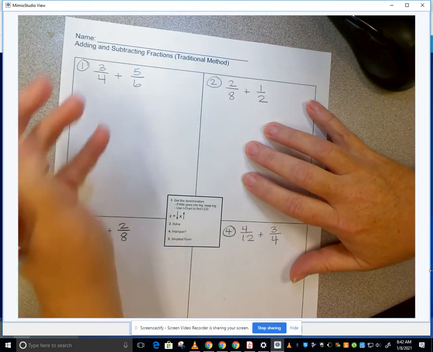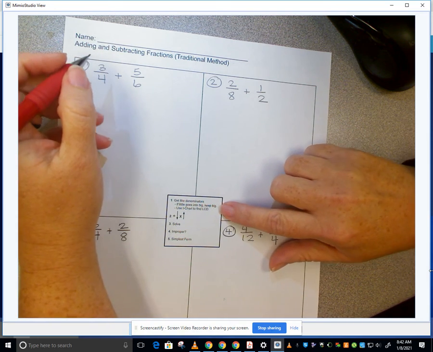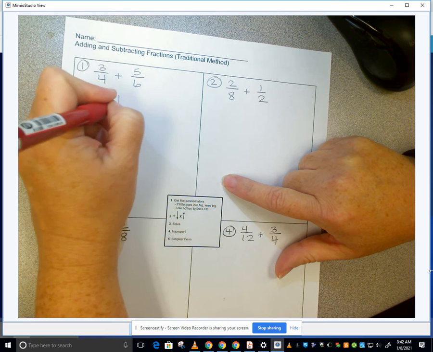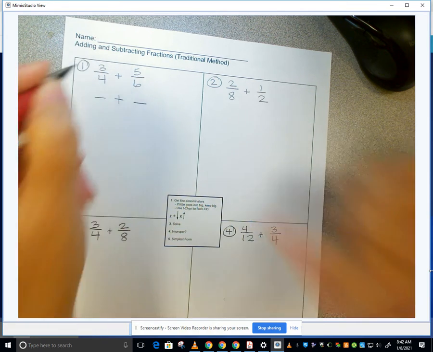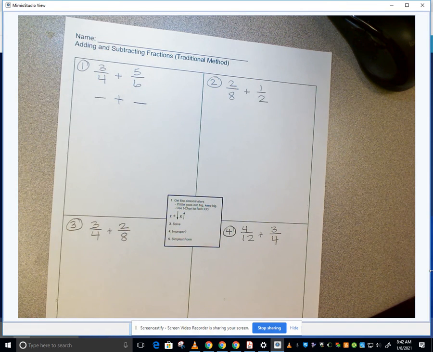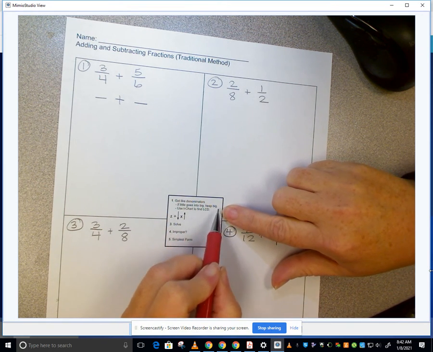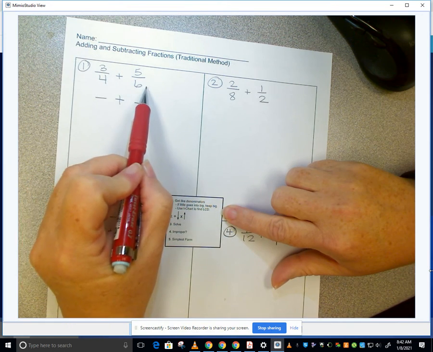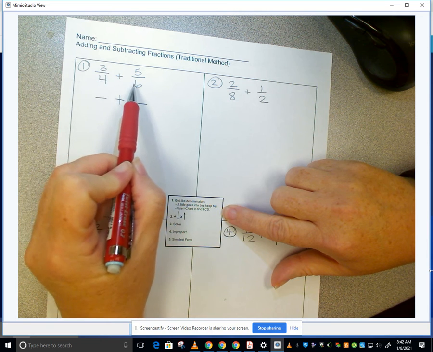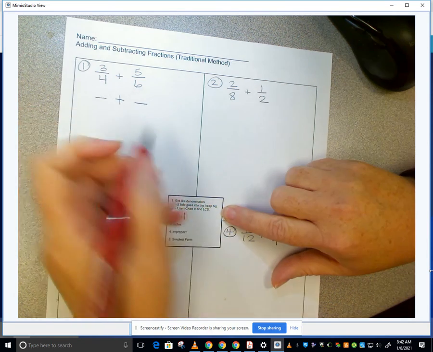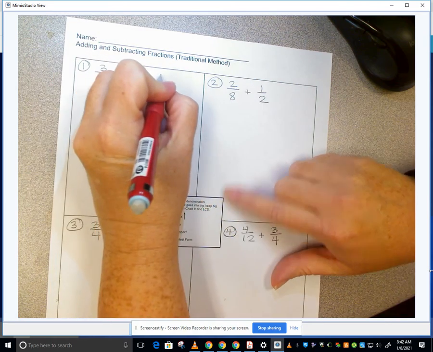All right, let's look at number 1. Let's get like denominators. We want to add these. We can't just add them like they are because they have unlike denominators. Now, the first method is if little goes into big, we're going to keep big. Will little go into big? No, it won't. So we can't use that method. So we're going to use a T-chart to find our least common denominator.